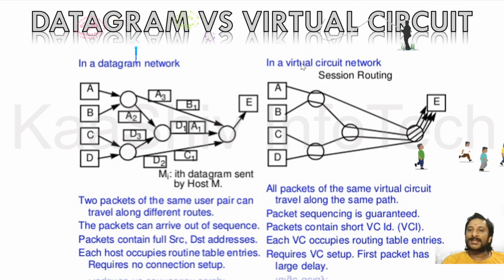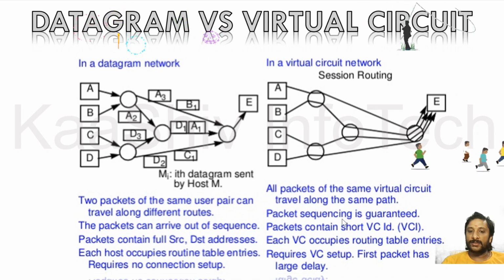Whereas in the virtual circuit network, it should travel in the same path. Both people are in different places, one in Chennai and the other in America, but the same path will be used. All packets of the same virtual circuit travel along the same path. In datagram, the packets can arrive out of sequence, and the packets contain the source address, destination address, and everything. In virtual circuits, everything is going in the same direction.